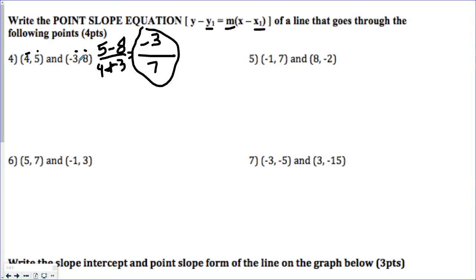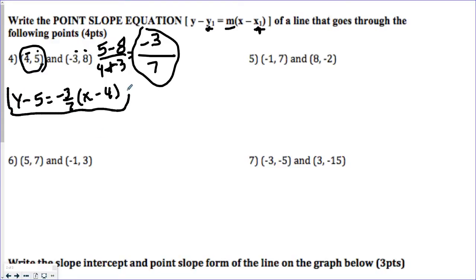Now, I do still pick a point of reference, but I don't have a b to solve for. So here's what I do. y1 and x1, these right here, those are the x and y coordinates of my reference point. M is obviously my slope, and then y and x just stay y and x. So there's actually two possible answers for this, depending on which reference point you pick. Let's say I pick this as my reference point. My answer would be this. Y minus the y coordinate, which is 5, is equal to negative 3 sevenths times x minus the x coordinate, which is 4. This could be one possible answer for this problem.